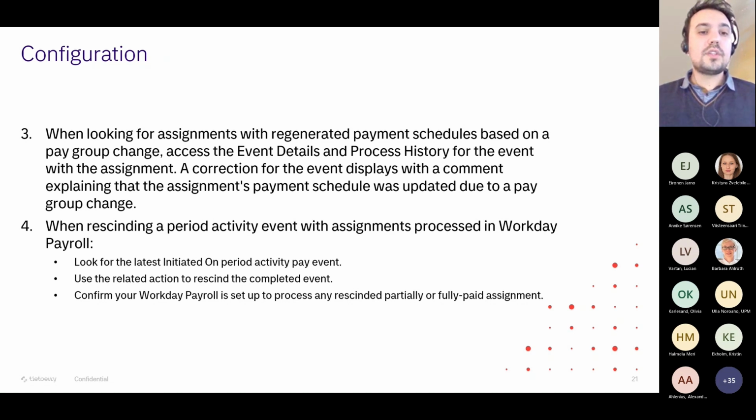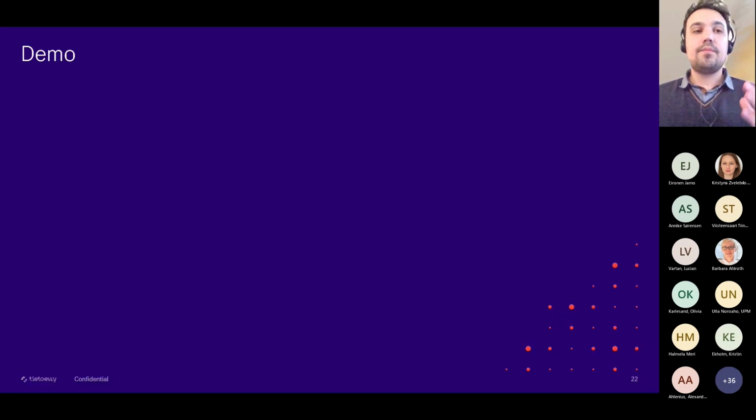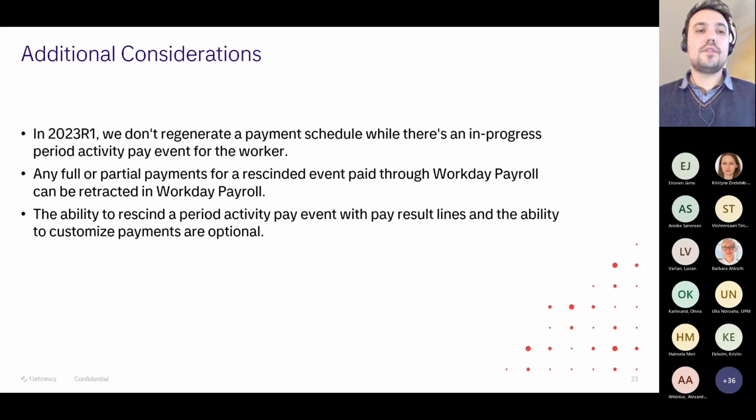Like I said, you can now resign a period activity event which has already been paid and processed in payroll. How it's done, you have to look at the latest initiated period activity pay event. On the related action, you can have the resign option once configured on the business process, of course. I said there's unfortunately no demo about that because we don't have Workday Student in our GMS, so I cannot demo this feature.